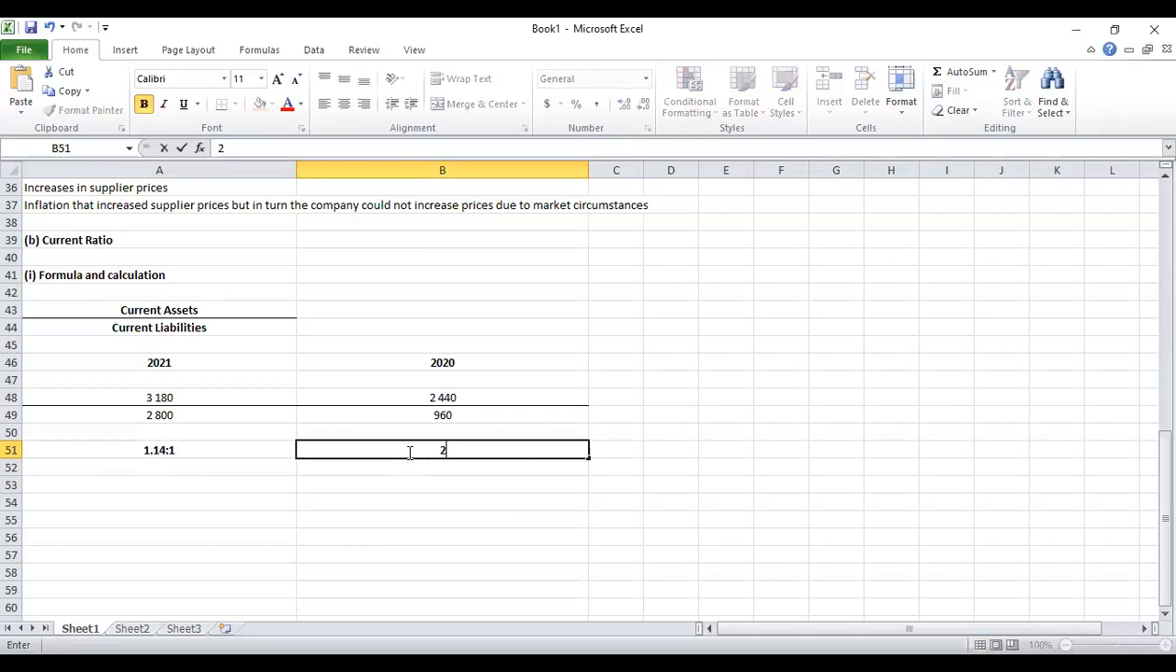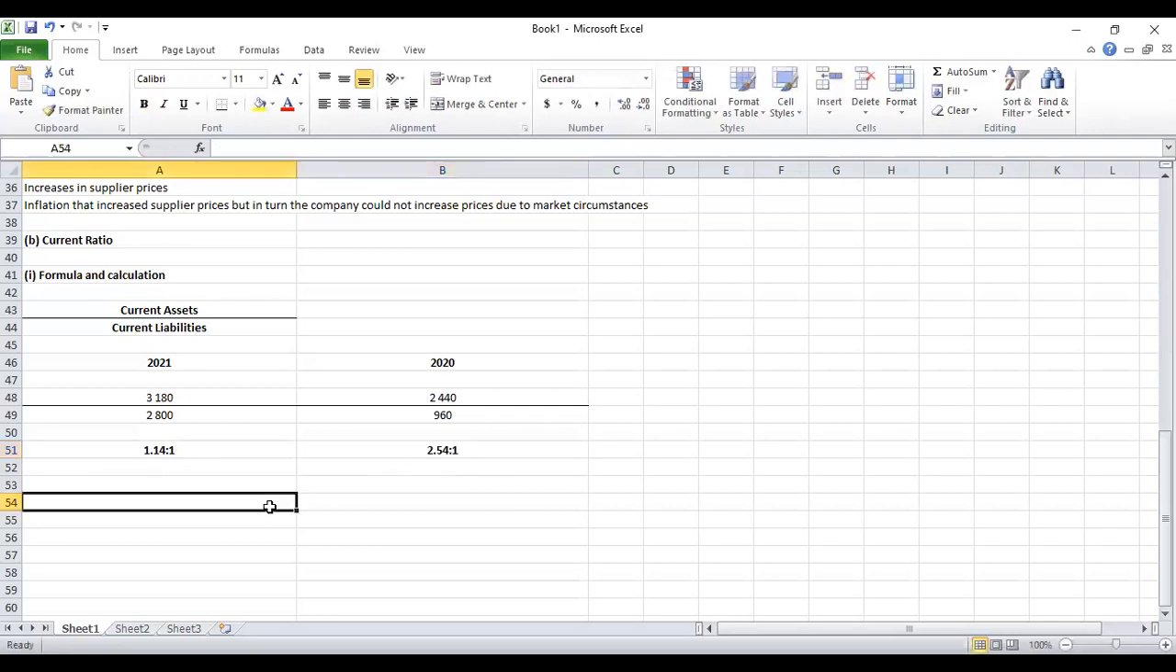2.54. You can just leave it as 2.54, or you can put it as I did there, 1.14 to 1. The meaning of that is for every one rand of liabilities, we've got 1 rand 14 cents of assets available to cover for that. Actually, they say that if the current ratio is more than 1, then you are safe. You are able to meet your liabilities.